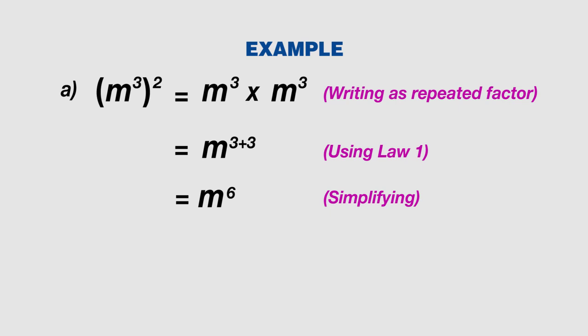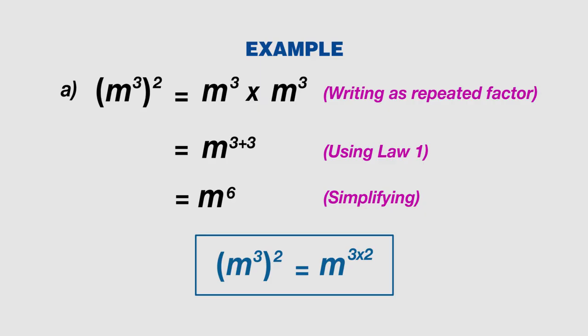When we have an index number raised to another power, the shortest way of getting our answer is to write the base and to multiply our indices or powers.